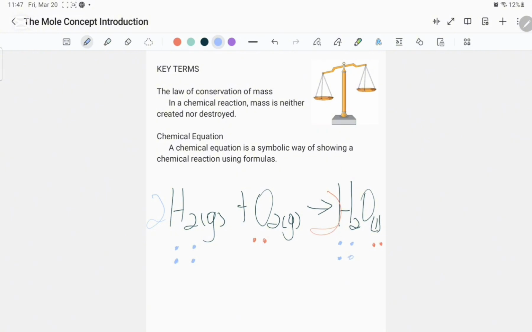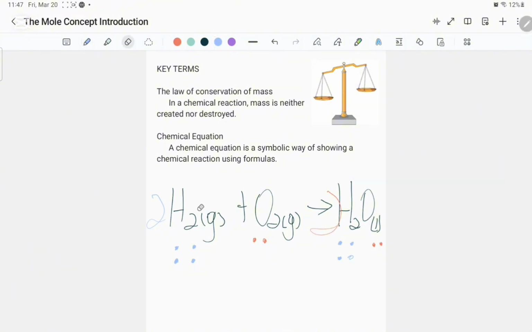In a general sense, it's putting coefficients in front of the different compounds or atoms within a chemical equation to make it balance on both sides of the reaction, which again comes back to the law of conservation of mass.